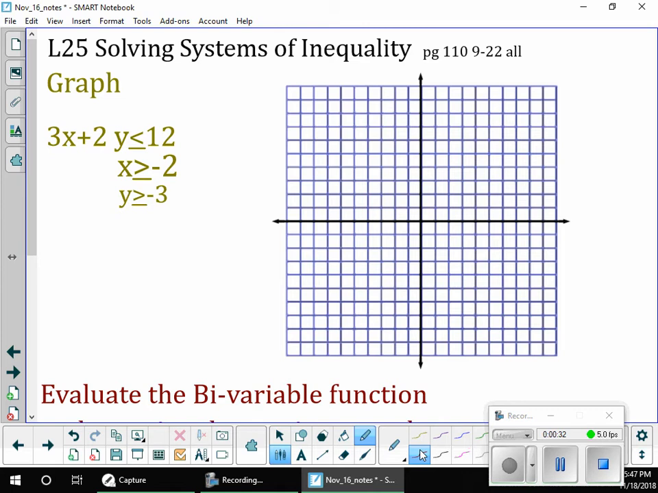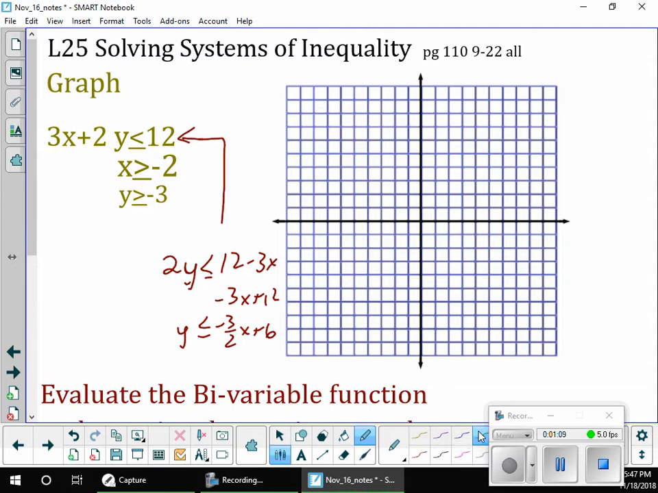So let's start first with this equation right here. We want to graph that inequality. There are many ways to do it; it's whatever works for you. Some people will get it into slope-intercept form, which means we subtract the 3x, so 12 minus 3x, or if you prefer, negative 3x plus 12, and then divide by 2, negative 3 halves x plus 6, and graph it that way. Someone else might say, oh no, we could just go straight to the x and y intercepts.